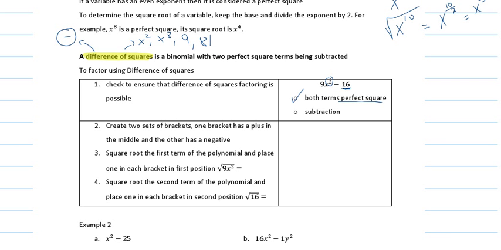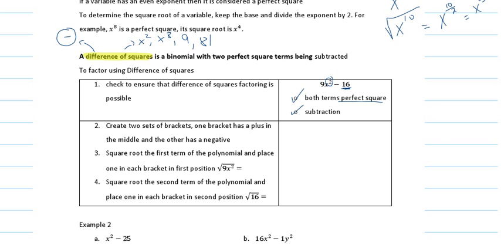Okay. Now the second thing that you have to check is, is there a minus between the two terms? Is there a minus? Yes, there is. Now you can say, I'm going to use the difference of squares to factor. So you must have two squared terms and a minus in between. Are we okay with this?